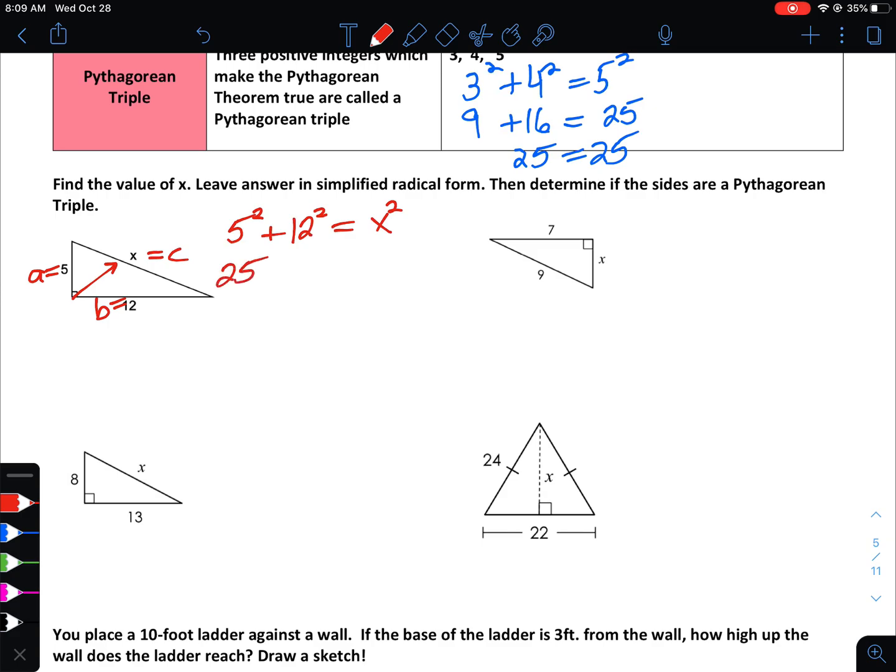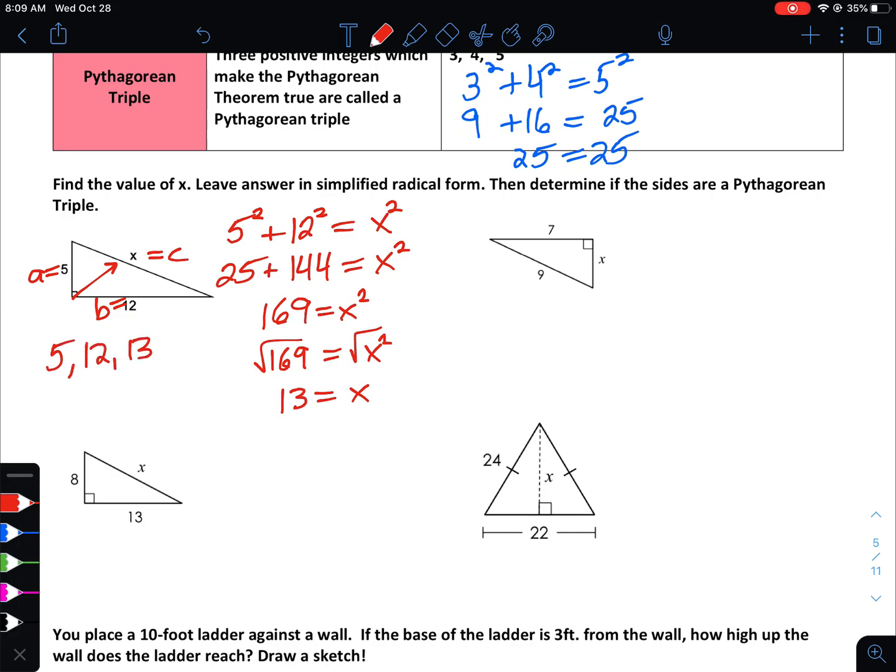So then 5 squared is 25, plus 12 squared is 144, is equal to x squared. And then 25 plus 144 is 169. So now to get x by itself, we're going to take the square root of each side. So the square root of 169 is equal to the square root of x squared. In other words, x is going to be equal to 13. Now this is also going to be a special case. Notice that 5, 12, and 13 are all whole numbers. So this would be an example of a Pythagorean triple.